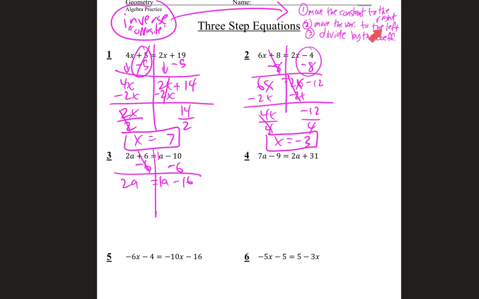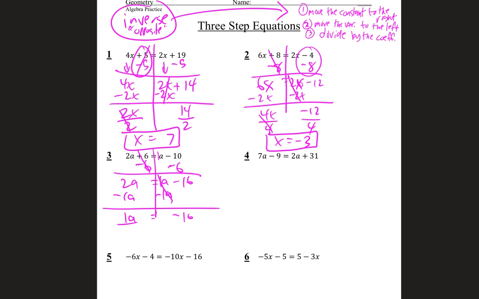Step 2, move the variable to the left. So I'm going to do the opposite of positive 1a, which is negative 1a. Negative 1a. 2 minus 1 gives us 1a equals, those cancel out. I'm going to bring down our negative 16.